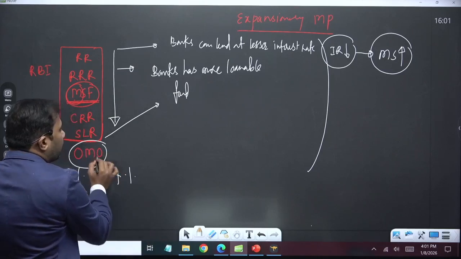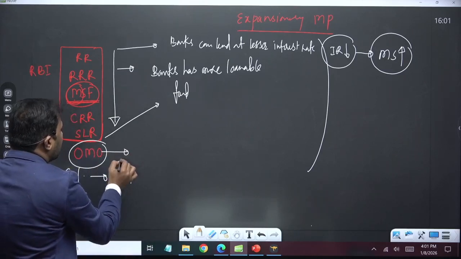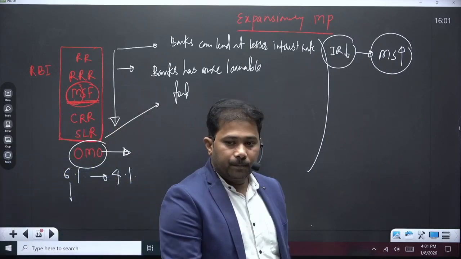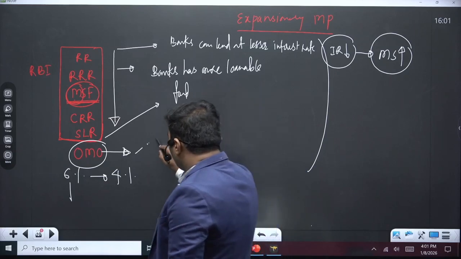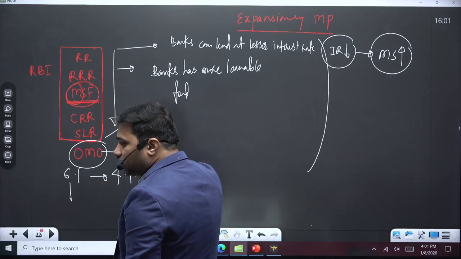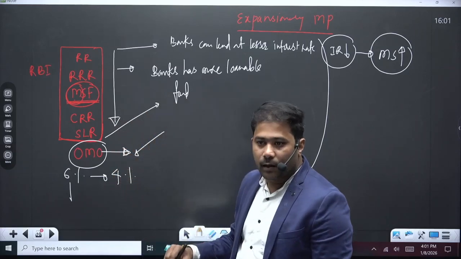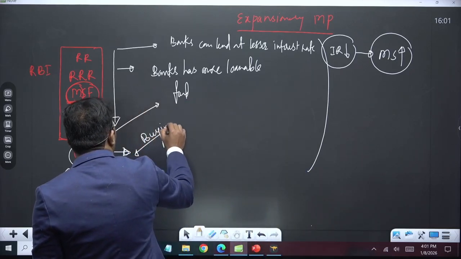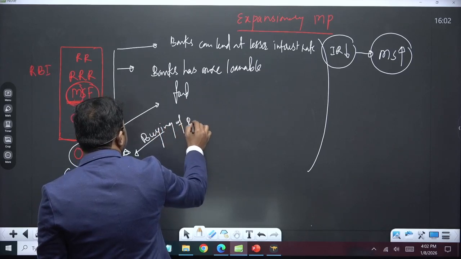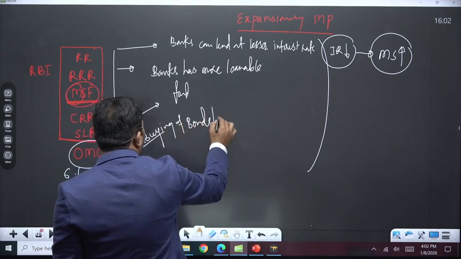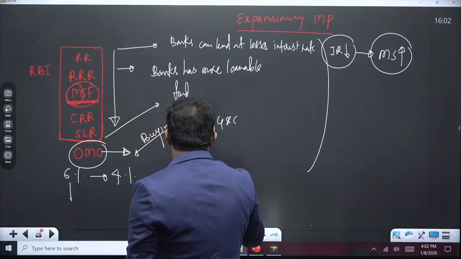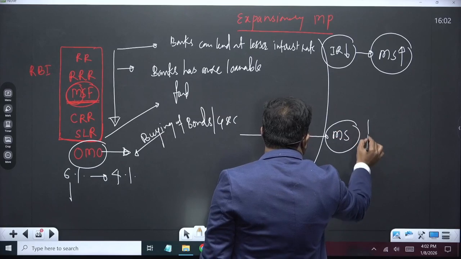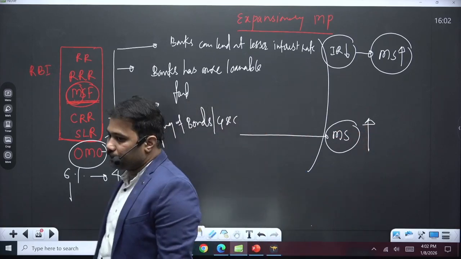Clear? So to increase the money supply, what will the government or RBI do through open market operation? Will it sell the bonds or purchase the bonds? Buying of bonds or government security will lead to infusion of money. So money supply increases.